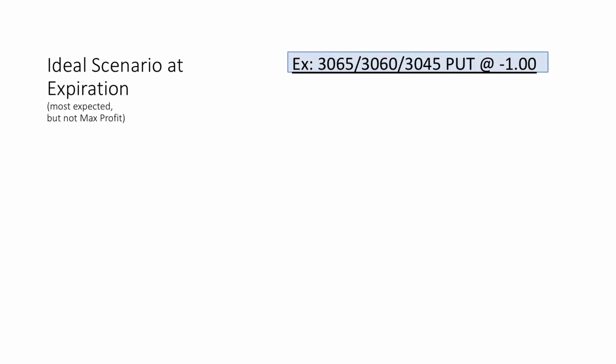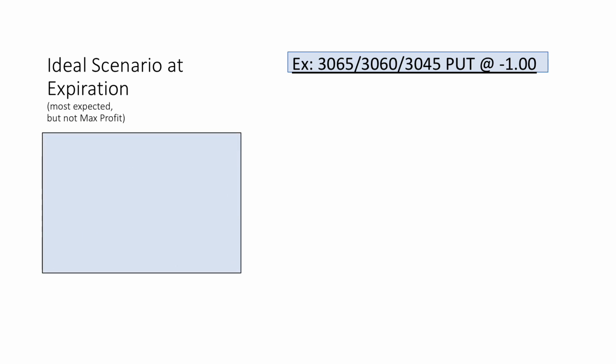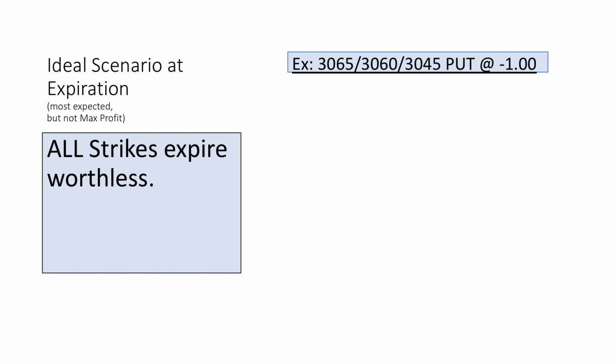Okay, I'm putting an example up here in the top right of what an order would look like for a put broken wing butterfly. And I'm going to lay out what the ideal scenario would be at expiration. Now, I say ideal because this is what's most probable to happen, but not exactly the max profit either. So if you put on this trade in Thinkorswim and you took in $1 credit for it, ideally, all strikes will expire worthless, and you simply keep the $100.